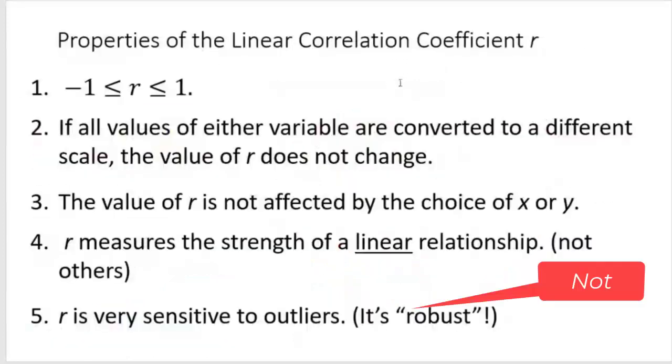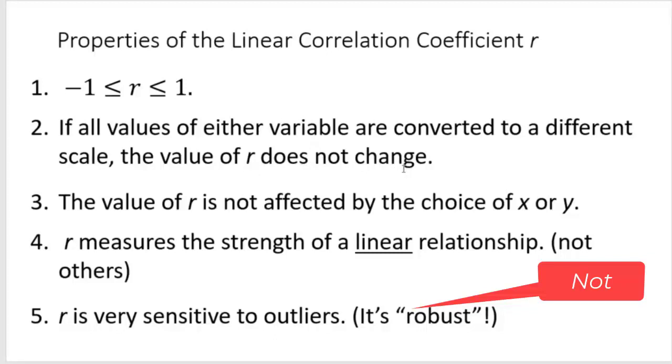As we go through this, let's talk about what will happen with that linear correlation coefficient. They're always going to be between -1 and 1 inclusive by the way they're calculated. So you should never get a correlation coefficient less than -1 or greater than 1. If you took all of the values of the variables and converted them to a different scale, R would not change. So what's a different scale?